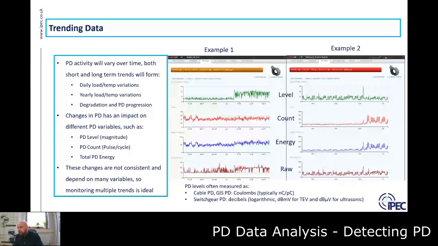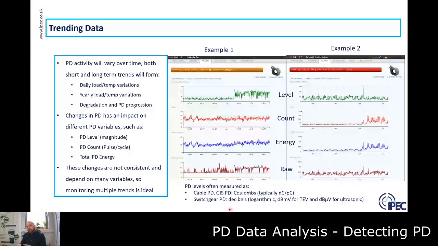So PD levels, just as a side note, obviously count is a number. PD level, there is some sort of standards. So cable PD and GIS PD is often measured in coulombs, typically nanocoulombs or picocoulombs. Switchgear PD is often in decibels. So let's not forget a decibel is a unitless logarithmic scale. And so for PD detected with TEV, we use dBmV, so that's decibel millivolts.